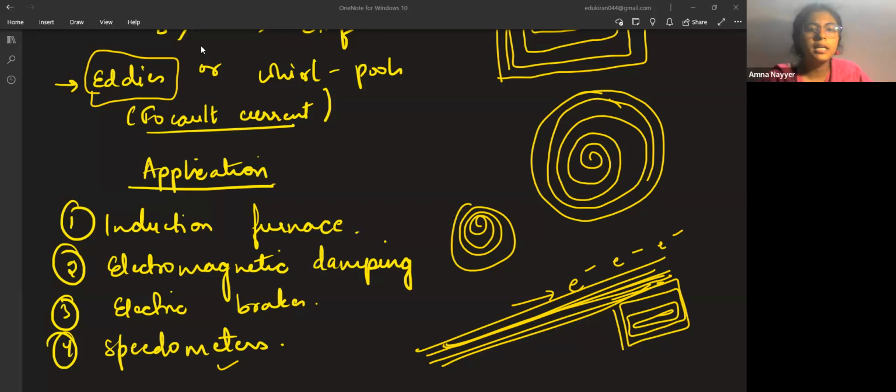Okay. So yes, what we were discussing, eddy currents we discussed. So eddy currents, this is just for your knowledge part. This won't be included anywhere. Now see next, let's start with the next topic then.